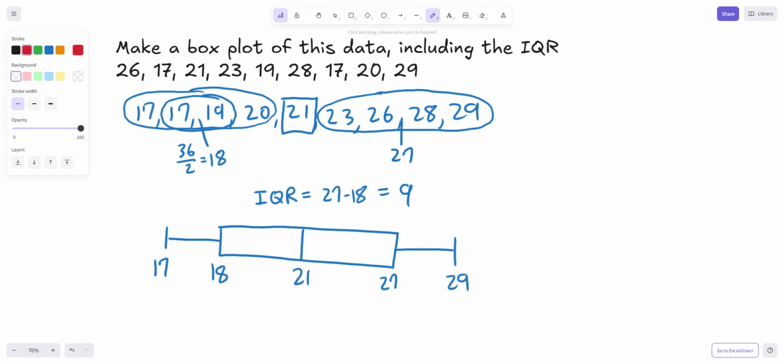Again, if you want to label, this is the minimum. This is the first or lower quartile. This number inside the box is the median. Here we have the third or upper quartile, and then we have the maximum, the largest number. All right, moving on to the next one.